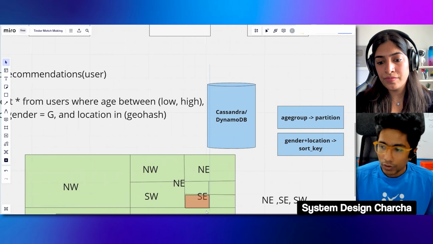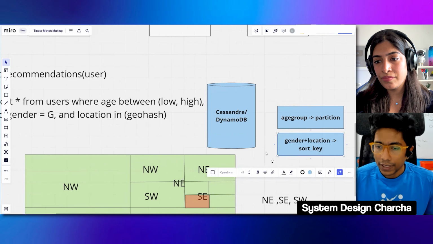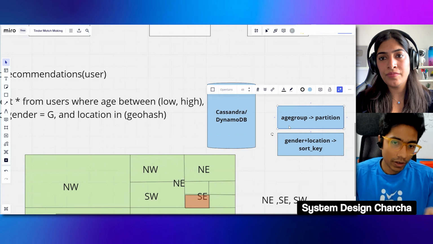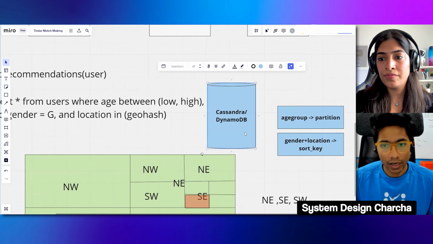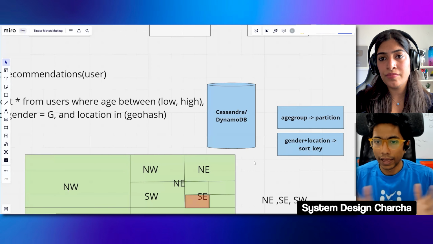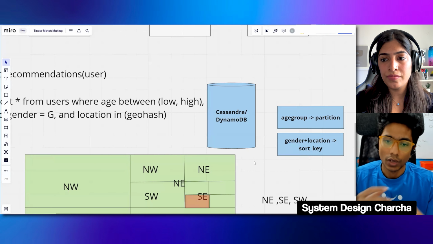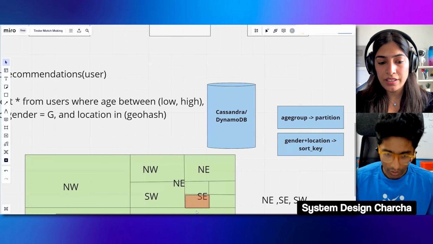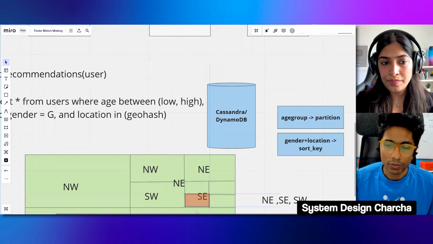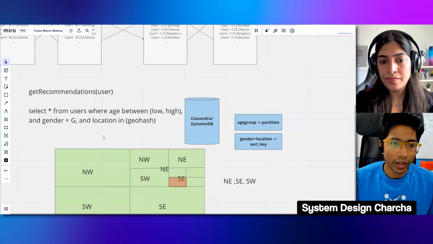The only problem, of course, like Keerti mentioned, is that updates are there, but they use consistent hashing in Cassandra and DynamoDB, and they are able to reduce the data migration whenever this happens. Yes, awesome. So this makes our query efficient.